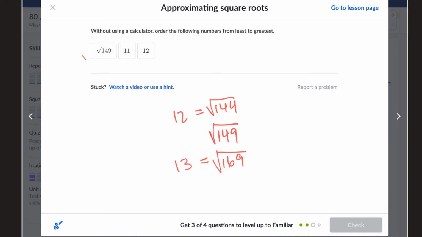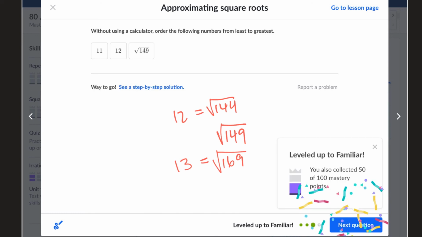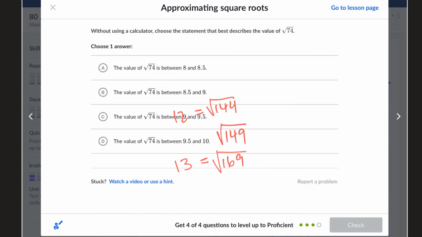I'll erase this, and I will move. So 11 is the smallest, and then 12, and the square root of 149, and I got it. And one more. I'll erase this stuff here, and what we have is the square root of 74.